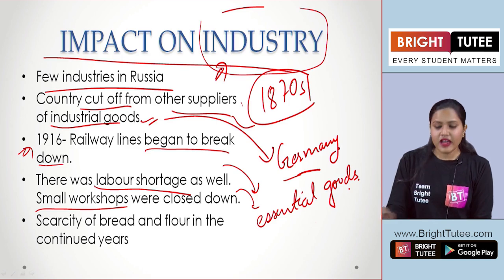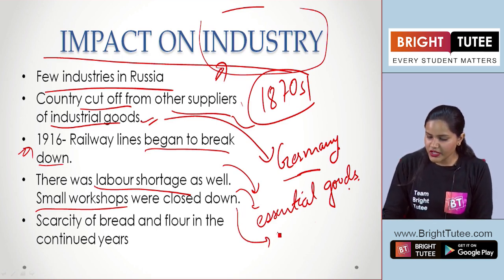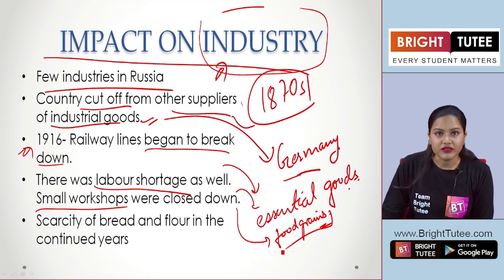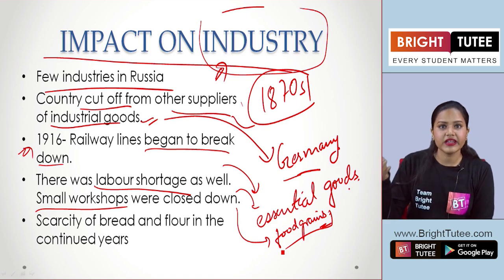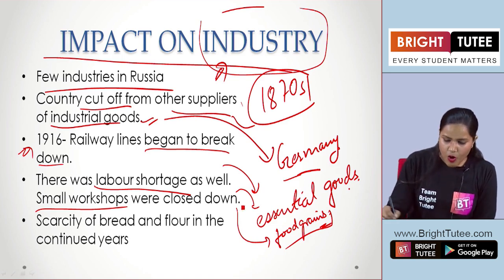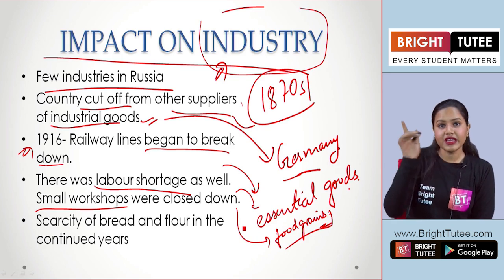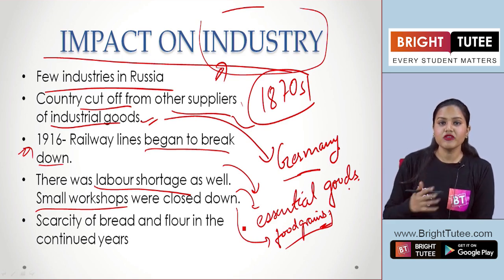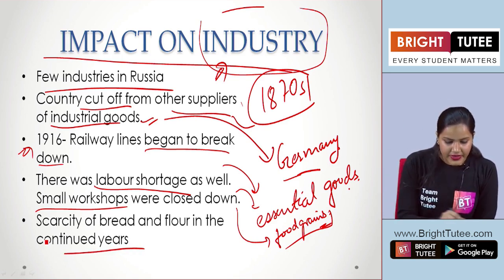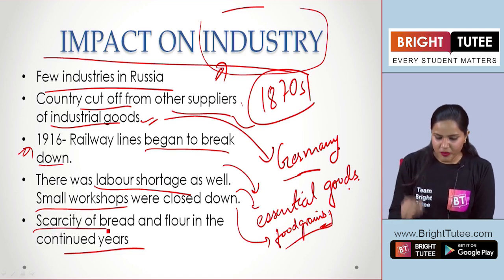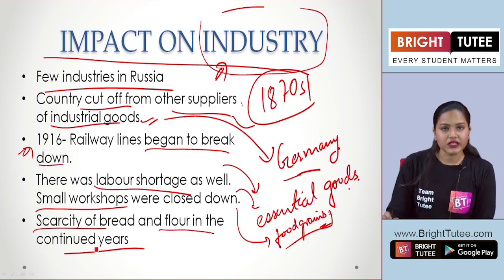Apart from that, all the grains, when we are talking about the food grains, cereals here, they were also sent for the army, right? People needed food there in large amount. Therefore, all these things were sent to the army there who were fighting in the war. This also led to the scarcity of bread and flour in the continued years.